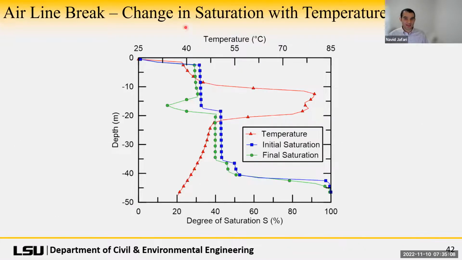And if you look at change in saturation versus temperature, we see that temperature increases to about 80 degrees C in the area where we have the airline break. And we look at the initial saturation in the blue squares, and then we compare that to the green circles. We see that higher temperature is now driving moisture. And so now we're starting to see that interplay of higher temperatures, gas moving, and potentially moisture also moving inside the landfill. I think once we get to modeling the smoldering, combustion, and then the pyrolysis, we're going to see the same behavior, but much more amplified.